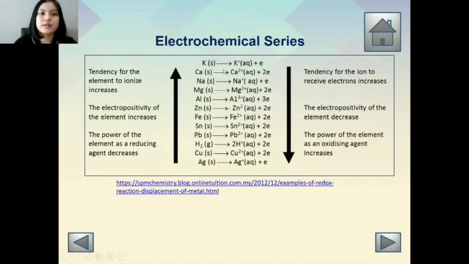Okay, this is the electrochemical series. When going up, the tendency for elements to ionize increases, the electropositivity will increase, and the power of reducing agents will increase. When going down here, the tendency of ions to receive electrons increases, the electropositivity will decrease, and the power of oxidizing agents increases.